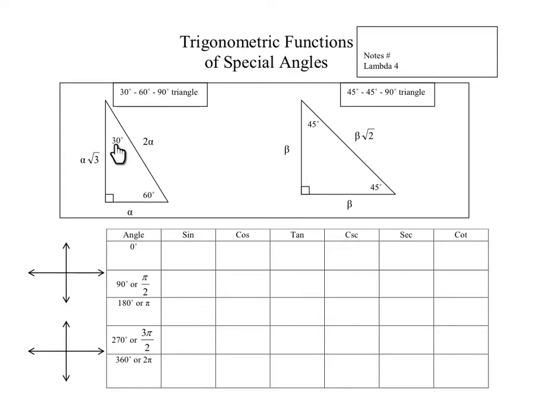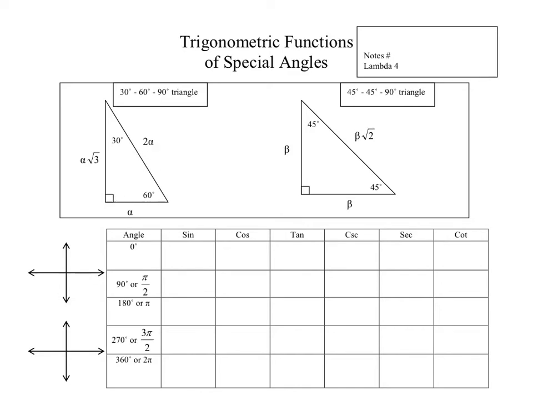Opposite the smallest angle, which is 30, is the smallest side, which we can call alpha or we can call the short leg. Opposite 60 is going to be the bigger leg compared to the smaller leg, and the bigger leg is always whatever the smaller leg is times the square root of 3. So if opposite 30 is alpha, it means opposite 60 has to be alpha times the square root of 3. Opposite 90 is always whatever the shorter leg is times 2. So if opposite 30 is alpha, opposite 90 is 2 times alpha.